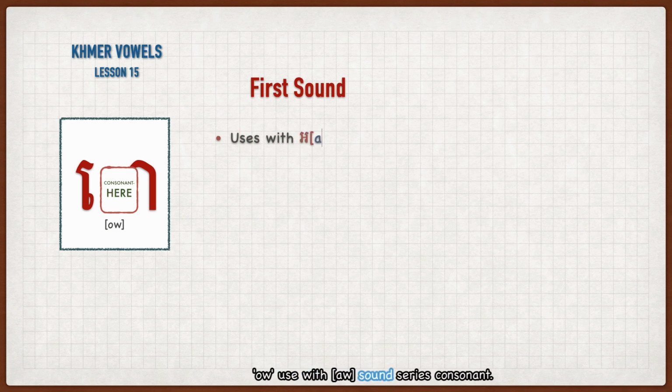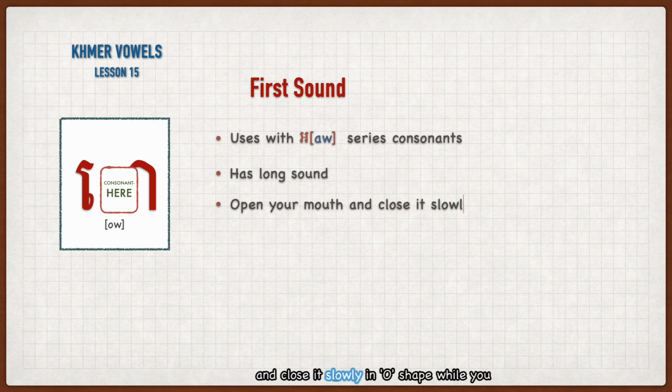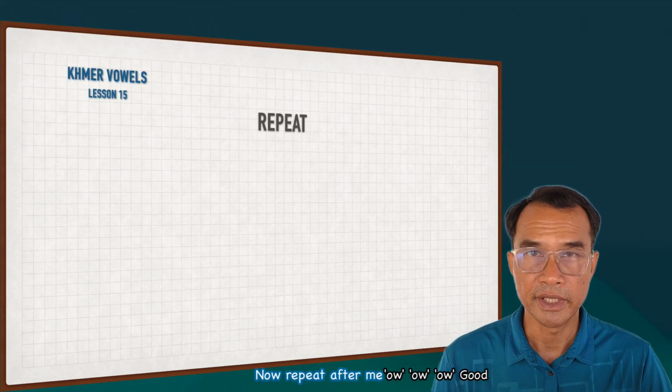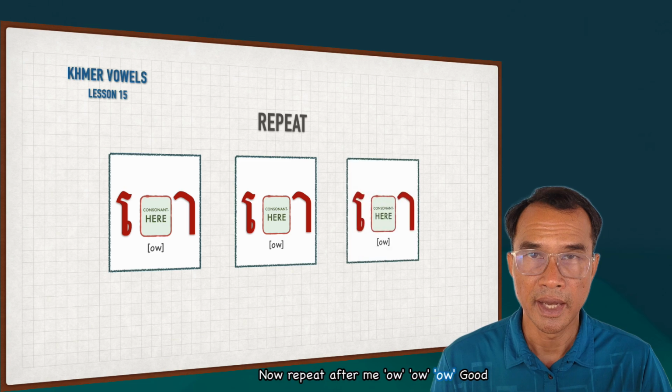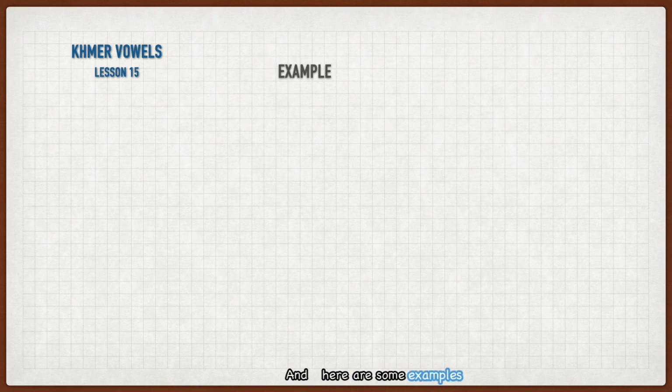Ow is used with all sound series consonants. Ow has a long sound. Open your mouth and close it slowly in an O shape while you pronounce this vowel. You feel vibration at the back of your tongue. Now repeat after me. Ow, ow, ow. Good. And here are some examples.